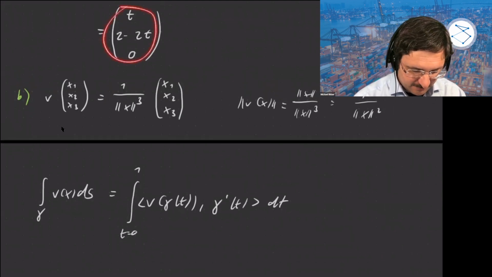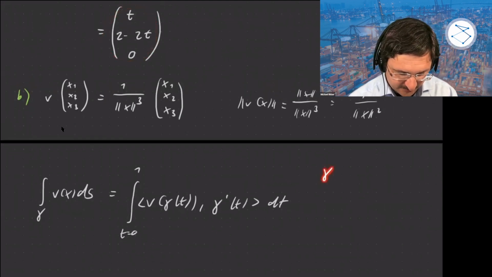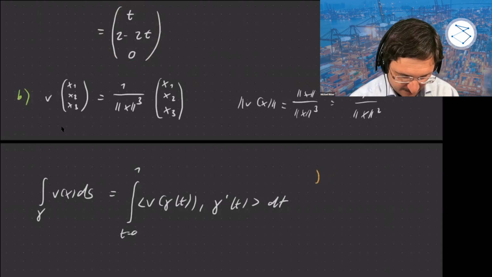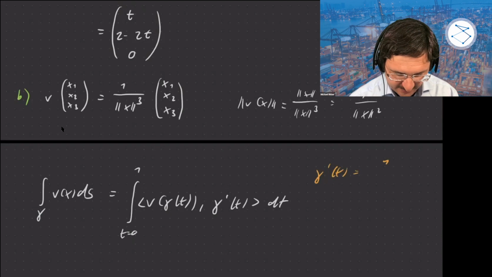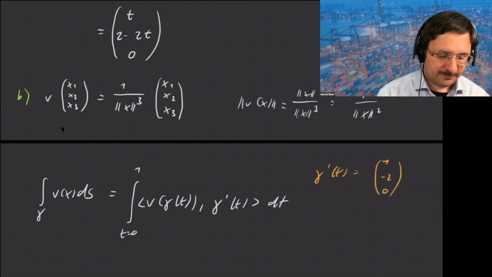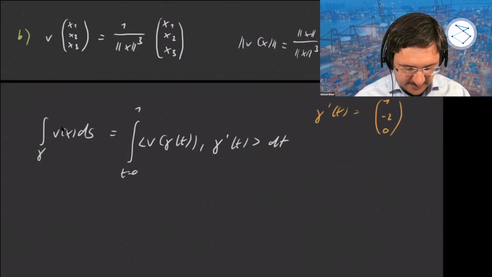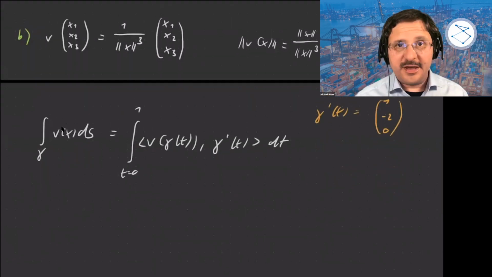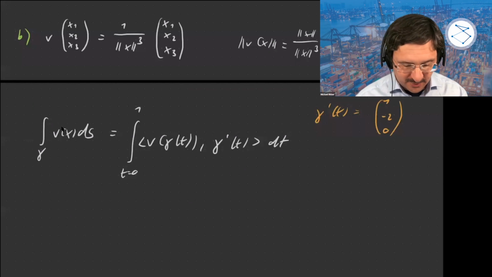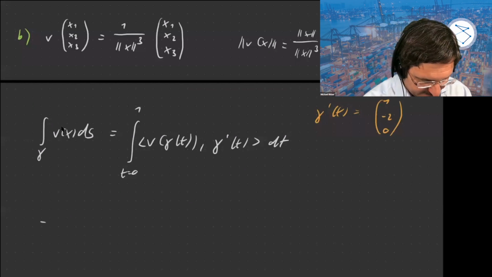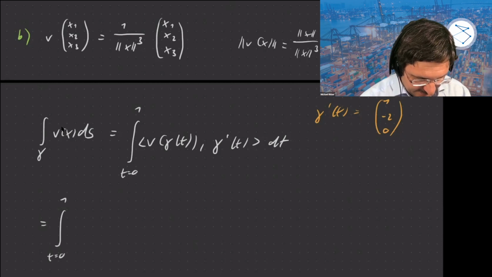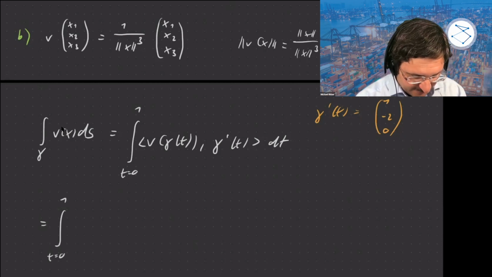Here's gamma, and that means gamma prime of t would simply be (1, -2, 0). And then, of course, we also need v evaluated at gamma of t. So that's the first factor here. Let's do that. So v evaluated at gamma of t.